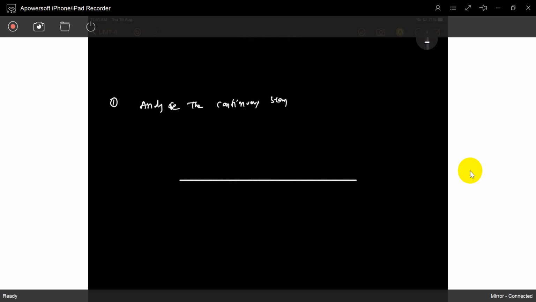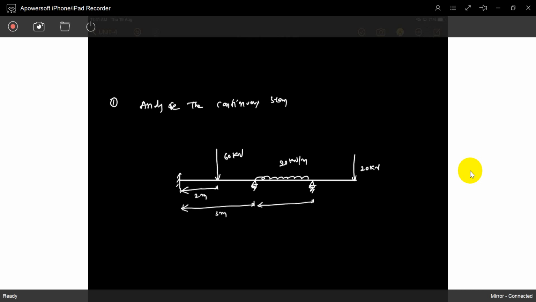Once again, I will take a normal problem. Loads: 20 kilonewton per meter, a 60 kilonewton load. Spans: 2 meters, total 3 meters, then 6 meters, and again 1 meter.